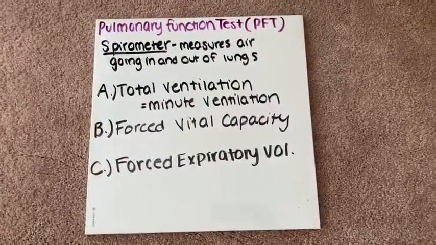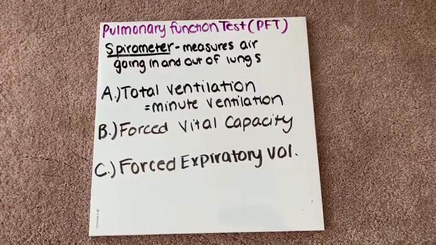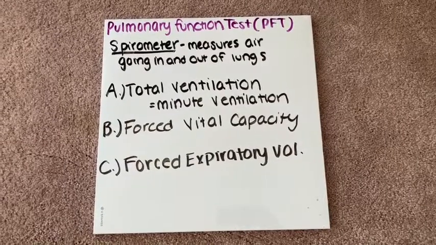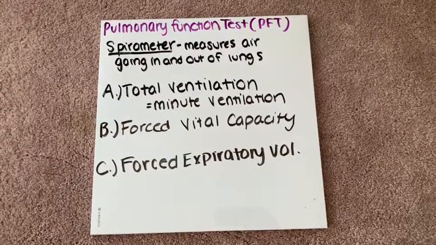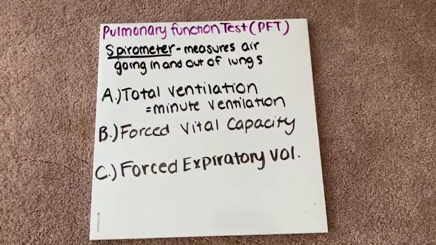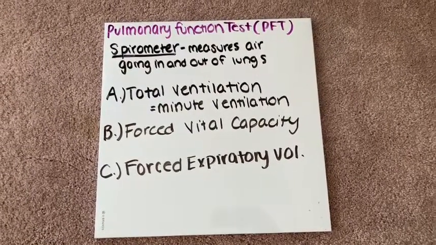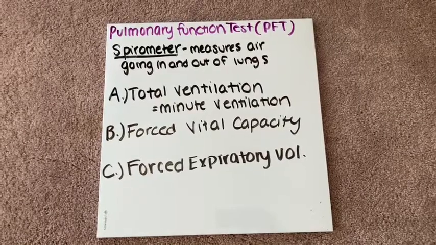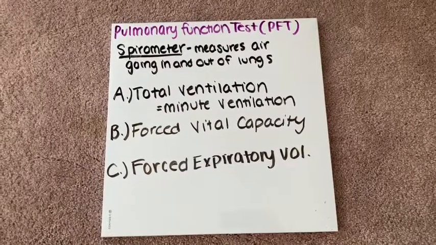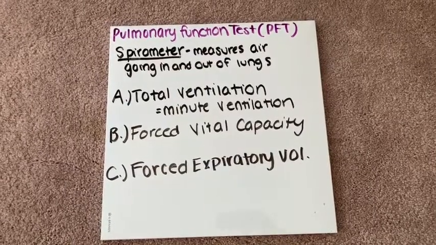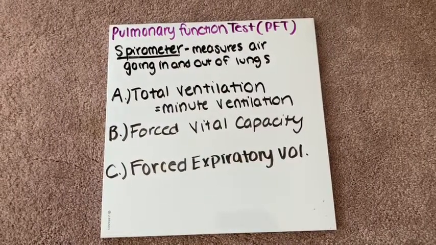Here we have the pulmonary function tests, also known as a PFT. Spirometer measures the air going in and out of the lungs. Total ventilation equals minute ventilation. This is the amount of air that moves in and out of your lungs in a minute. You have forced vital capacity, where you breathe in as much as you can and out as much as you can, and you measure the gas going out. Forced expiratory volume is measuring outgoing gas over time.